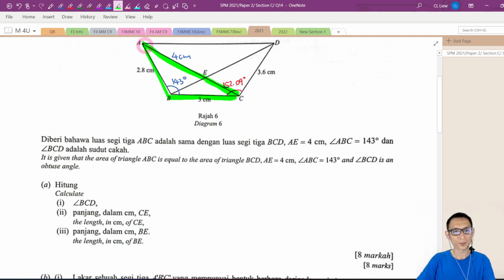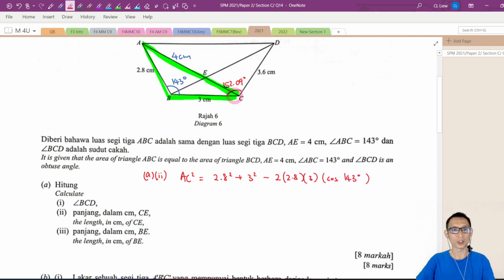We can actually use cosine rule to help us get AC. After we get the AC, we take the length of AC minus AE. Then we will be able to get the length of CE. Let me find AC first. I'm going to use the cosine rule. AC square is equal to AB square, which is 2.8 square, plus BC square, 3 square, minus 2 times 2.8 times 3 times cosine angle 143.